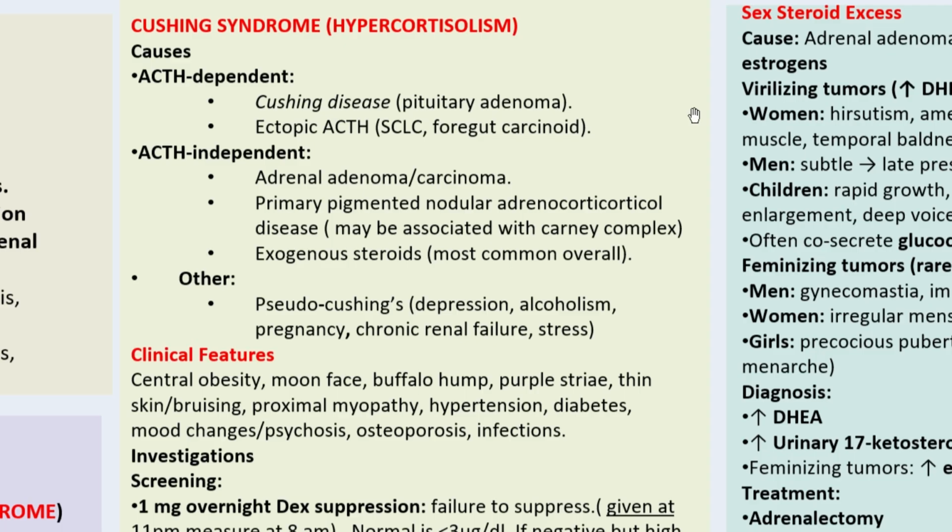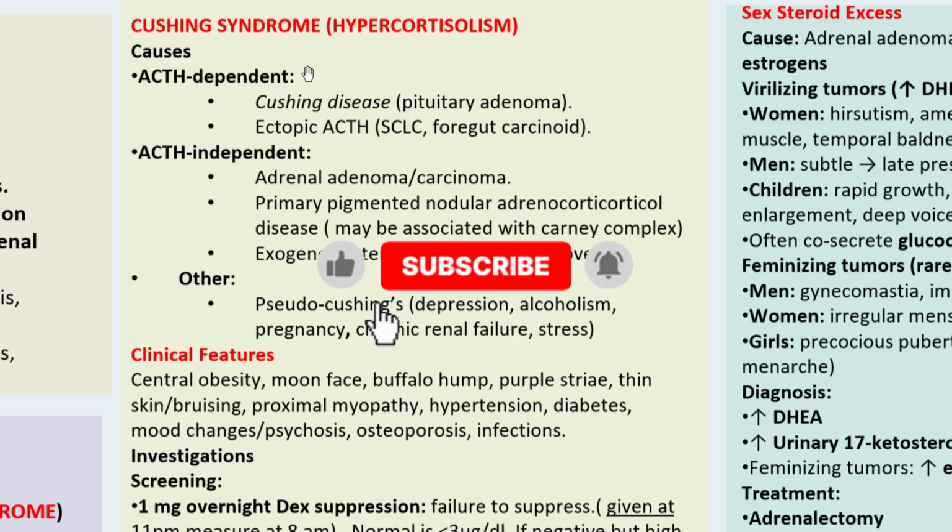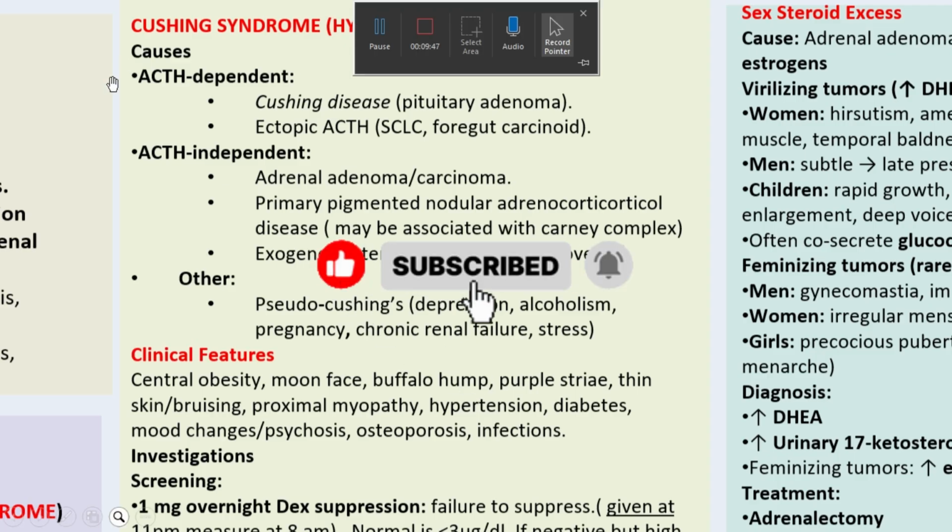Then we have Cushing syndrome, where the ACTH, or whatever is causing the cortisol to be high, is not coming from the pituitary gland. So the causes of Cushing syndrome are going to be ACTH dependent. These ones are coming from production of ACTH, and ACTH can be from the pituitary, that is in Cushing's disease, or it can be ectopic, coming from elsewhere, for example in small cell lung cancer, or carcinoid tumors in the foregut.